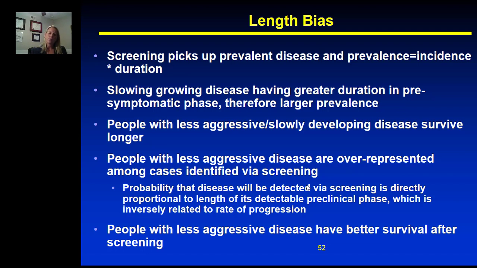So what happens is that people with the less aggressive form of the disease are often overrepresented among cases identified during a particular screening program, because the probability that the disease will be detected by the screening approach is directly proportional to the length of that disease's detectable preclinical phase, which is almost always inversely related to the rate of the progression of that disease. So people with less aggressive disease will survive longer after screening than those who have a more aggressive form.